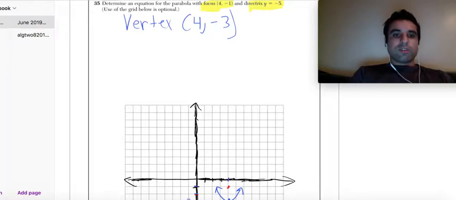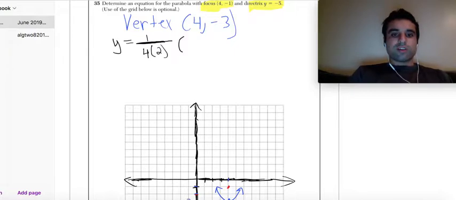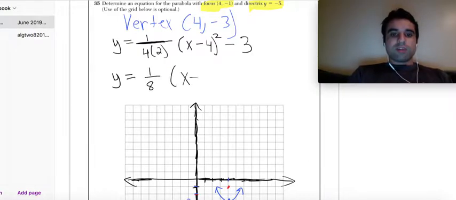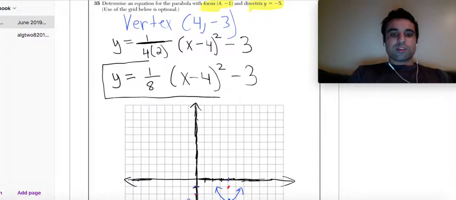So we have y equals 1 over 4 times 2. The number in the parentheses is just the distance from the focus to the vertex or vertex to directrix. (x minus 4) squared is just the vertex form equation, right? But instead of a, we have 1 over 4p as the leading coefficient. Then 4 times 2 is 8. So y equals 1/8 (x minus 4) squared minus 3. And we could leave it like that in vertex form. You did not need to work this out any further.